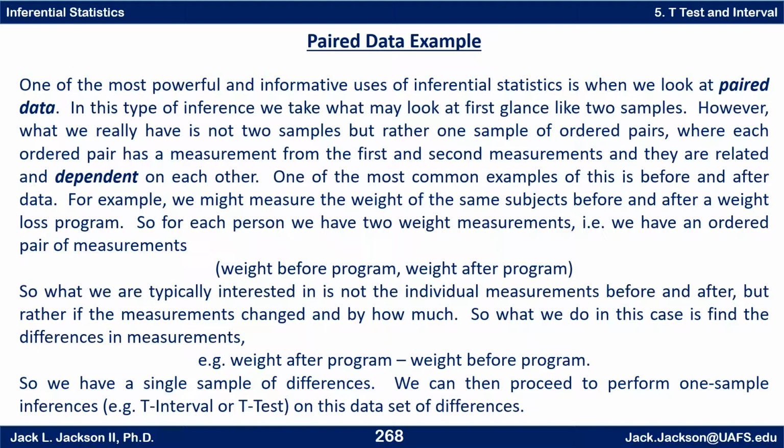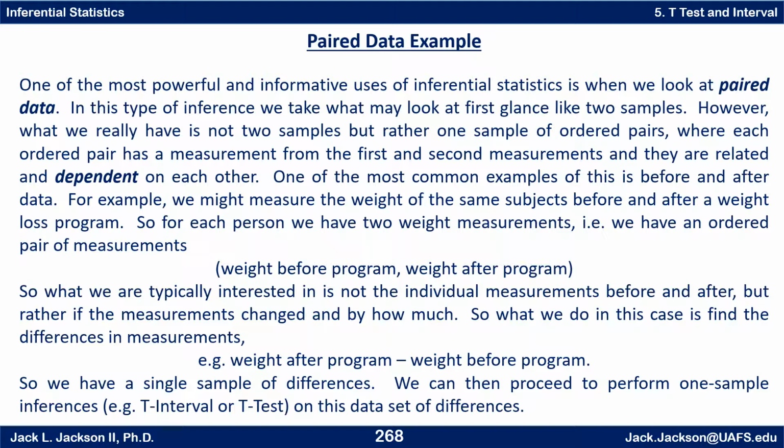Now, at first glance, it may look like this is actually two samples. However, what we really have is not two samples at all, but rather one sample of ordered pairs, where each ordered pair has a measurement from the first and second measurements, and they're related and dependent on each other. So sometimes this is called two dependent samples, where it really is just one sample of ordered pairs. So again, one of the most common examples of this is before and after data.